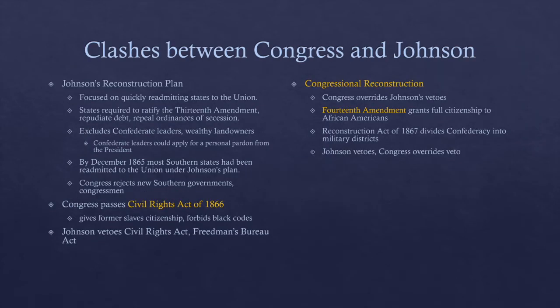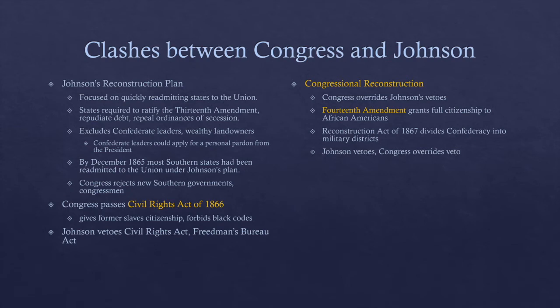In 1865, after Lincoln had died and Johnson became president, he began the process of quickly readmitting Southern states into the Union. All he required of these states was that they ratify the 13th Amendment, repudiate debt, and repeal their ordinance of secession. Once a state had done that, it was more or less welcomed back into the Union, according to President Johnson.